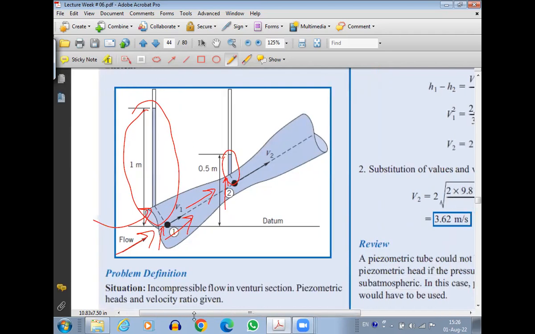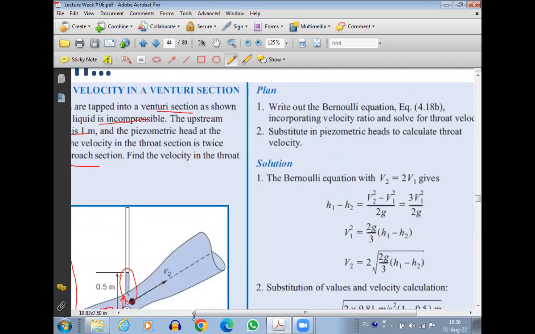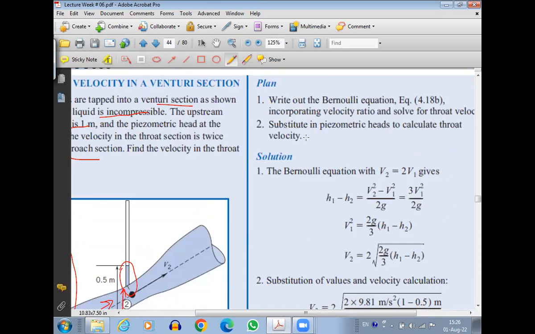So if I apply the Bernoulli equation between point 1 and point 2, my Bernoulli equation will be like this: P1 upon gamma plus Z1 plus V1 square upon 2g equals P2 upon gamma plus Z2 plus V2 square upon 2g, right? So this will be my Bernoulli's equation.